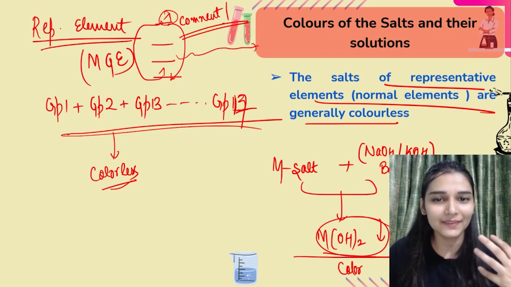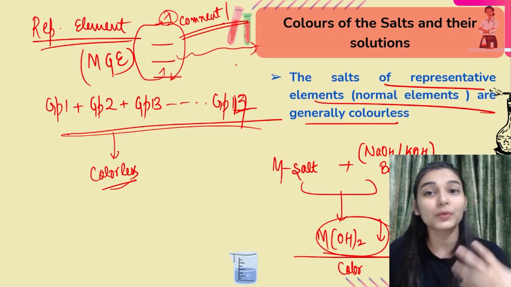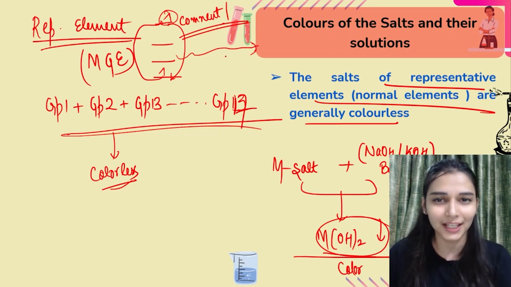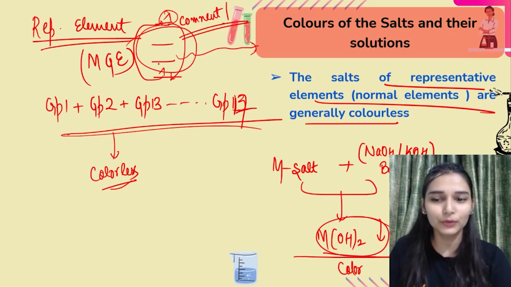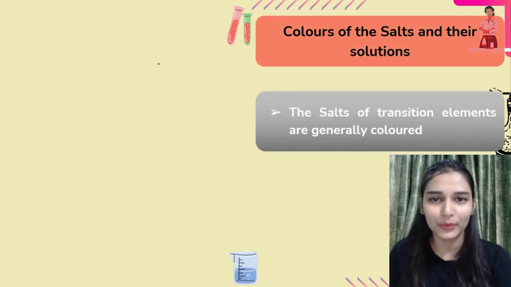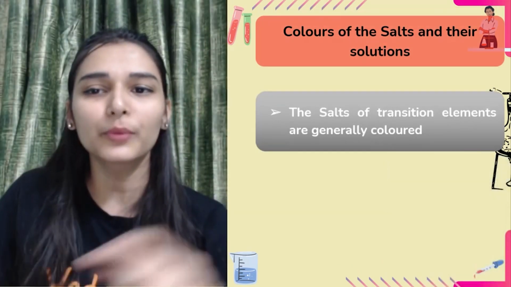Emission hota hai, and that is usually responsible for imparting a color. But when we talk about the representative elements, they do not have free vacant orbitals as such. So in those cases, transitions are also forbidden. Anyway, let's talk about the color.